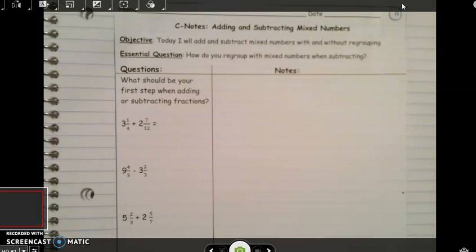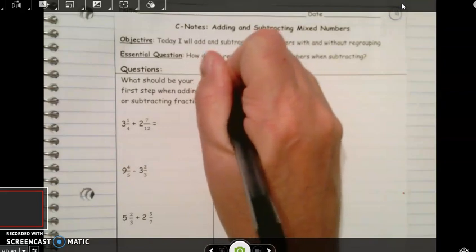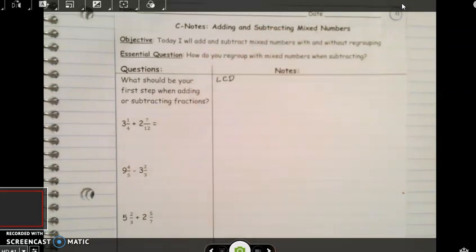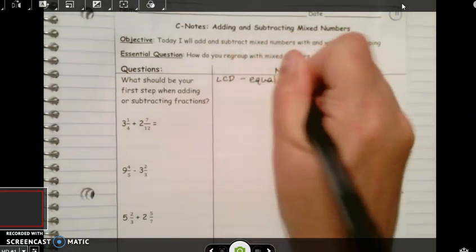So the first question here is, what should be your first step when adding or subtracting fractions? And hopefully you know your first step is to find the least common denominator. You have to have equal size pieces, okay?